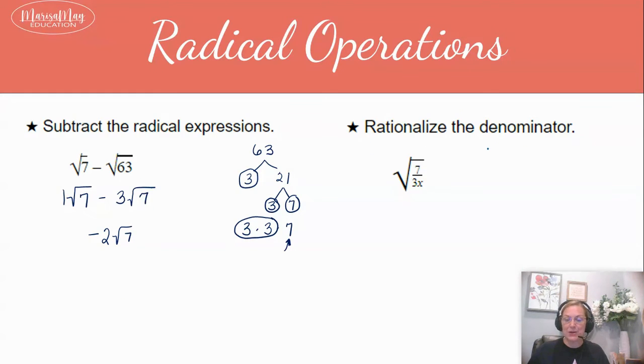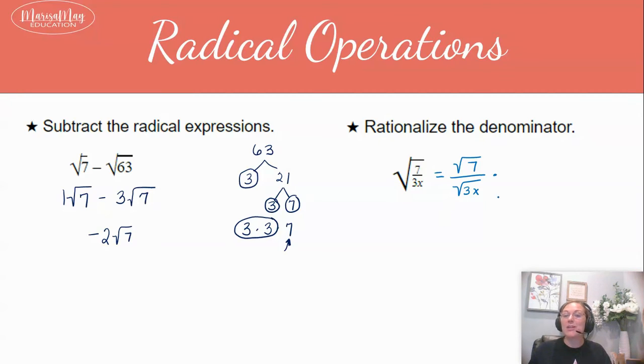Rationalize the denominator. Now, when we are dealing with radicals, we generally do not like to have a radical in the denominator. So what we do is something called rationalizing the denominator. Let me show you what happens. So since I have the radical of a fraction, I'm going to rewrite that as a fraction with two radicals. I'm just going to split them up so that I can easily see the radical that's in the denominator.